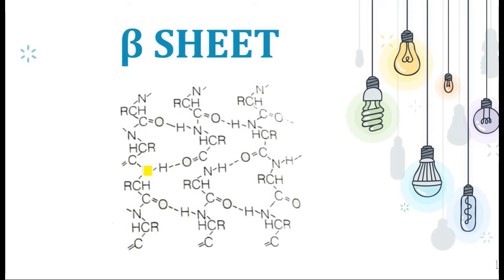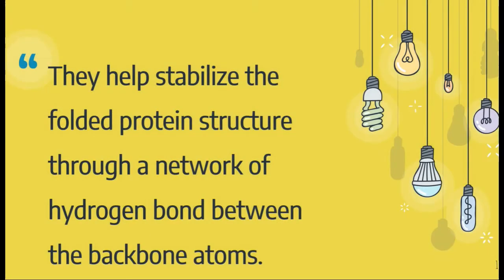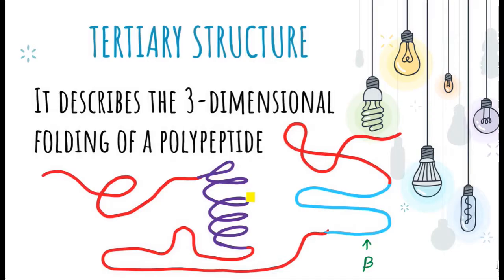A beta sheet also involves hydrogen bonding in the backbone, but instead of the resulting structure being helical, it's mostly flat sheets of amino acids. The structure results from several regions of the protein, unlike the alpha helix that results from one continuous region. Beta strands are between 5 and 10 amino acid residues in length. Adjacent beta strands are aligned so that hydrogen bonds form between an amide hydrogen and a carbonyl group. Here you can see the hydrogen bond formed between the amide hydrogen and a carbonyl oxygen. So the secondary structure helps stabilize the folded protein structure through a network of hydrogen bonds between the backbone atoms.